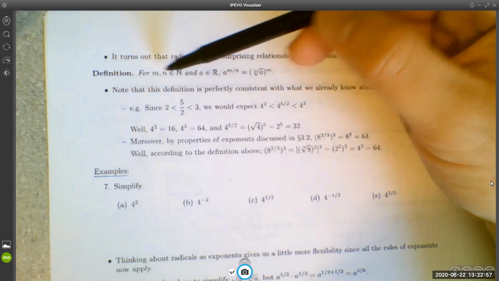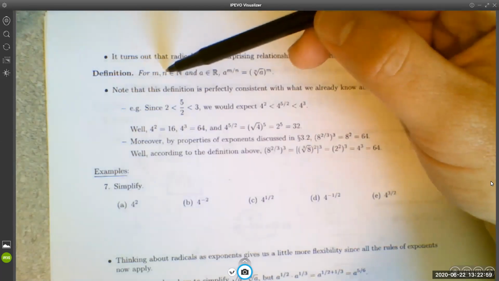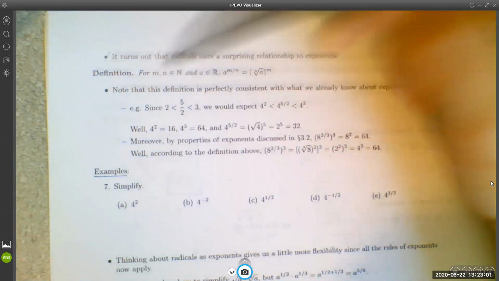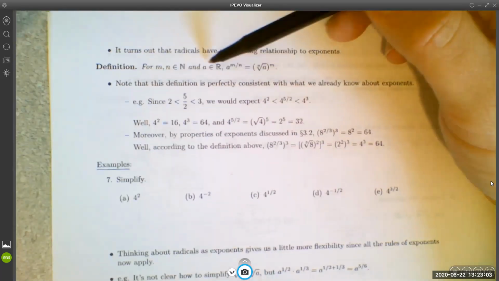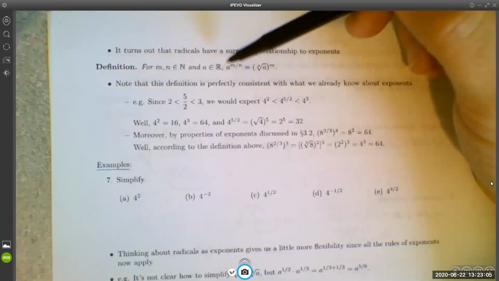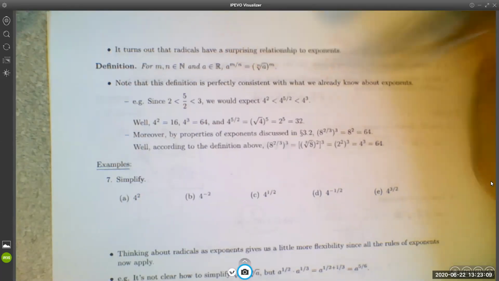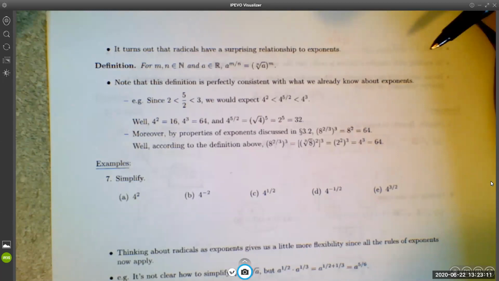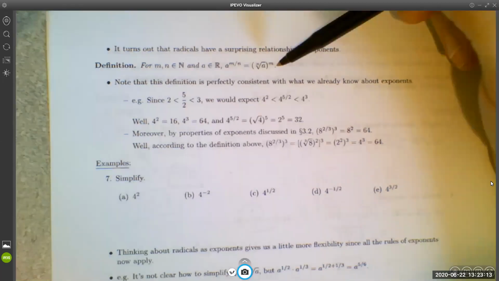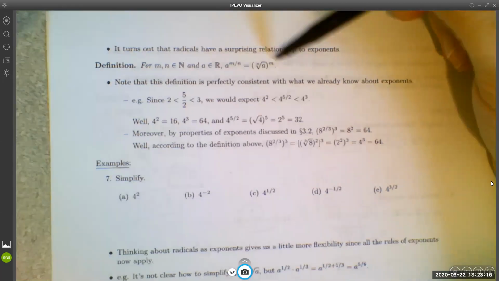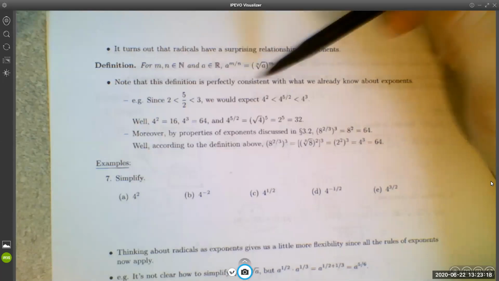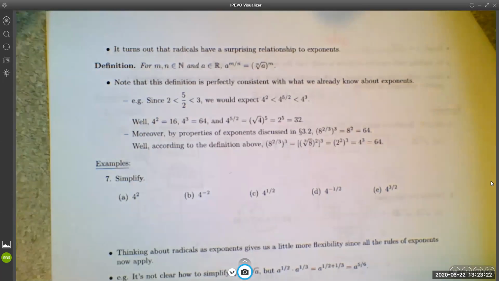So if you've got two natural numbers, m and n, remember that means they're positive whole numbers. So two positive whole numbers and a real number a, then a to the m over n is just the same thing as the nth root of a to the nth power. This definition may seem a little bit strange at first, but it's perfectly consistent with what we already know about exponents, and I'll give you a couple of examples to help you see that, right?